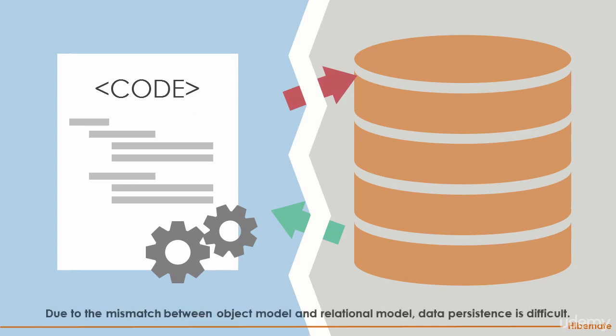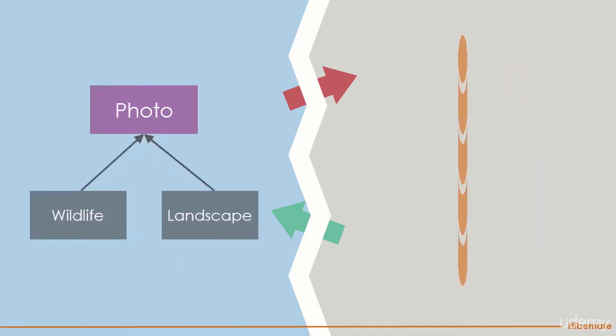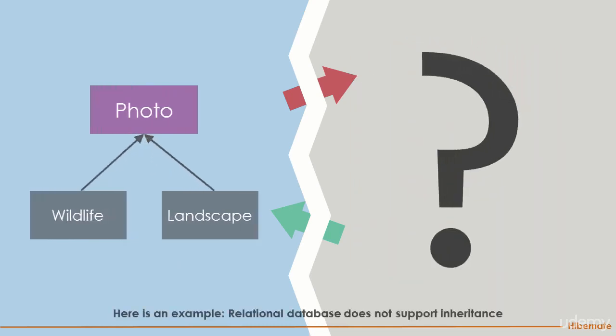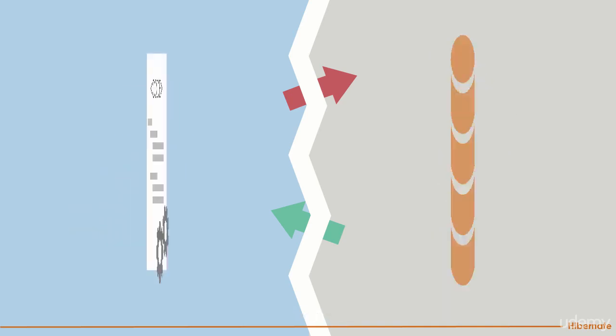The Java code, the object-oriented model, is interconnected and focused on the Java. And the relational model is more on the data and the relationship. So you can see the mismatch. And this mismatch will make the persistence of a Java object very challenging. Let's take an example. We have an inheritance class like this. The photo is a superclass, and the wildfire and the landscape are subclasses. How do we store this kind of structure in the relational database?